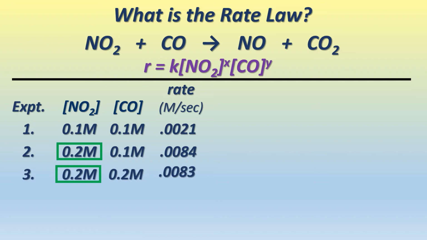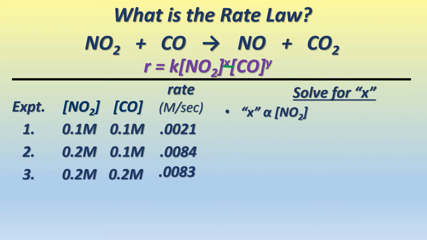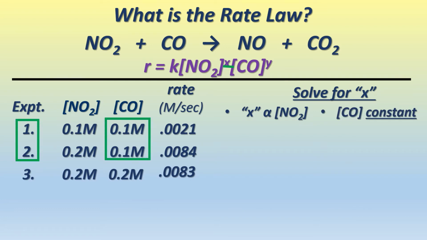These three equations allow me to solve for three unknowns. For example, if I want to solve for x, x is the order with respect to NO2. If I'm interested in NO2 only, that means the concentration of carbon monoxide has to stay constant. That happens in experiments 1 and 2.